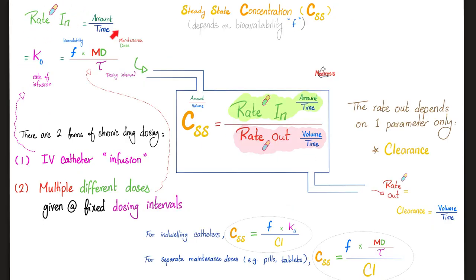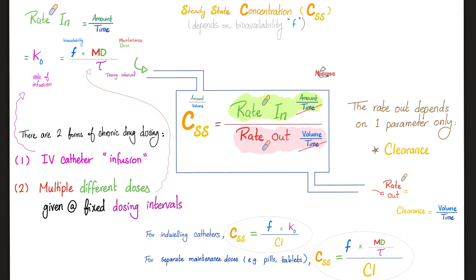Rate in is amount over time. Rate out is volume over time. What's the steady state concentration? Rate in over rate out. The rate in is amount over time. The rate out is volume over time. Time is going to get cancelled with the time, and then you end up with amount over volume, which makes sense because any concentration is amount over volume. Rate out is just good old clearance, volume over time. Rate in is the rate of infusion. Oh, okay, so it's K0 or R0.